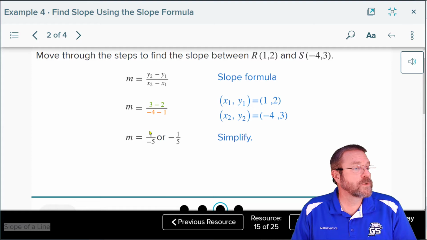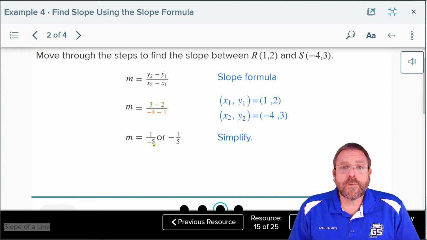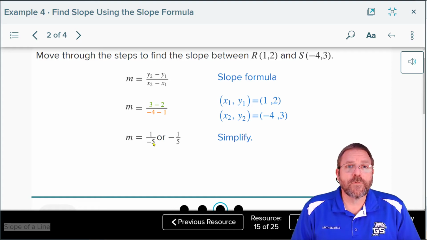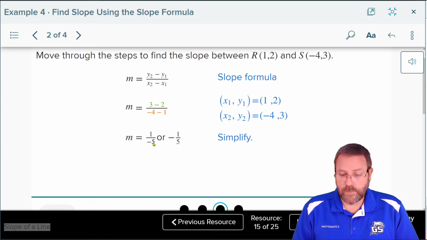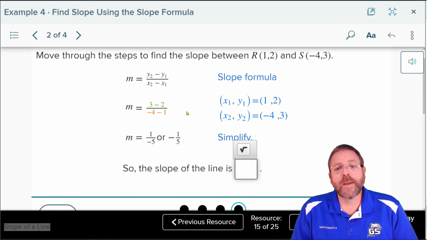3 minus 2 is going to be 1. Negative 4 minus 1, signs are the same. Find the sum. Sign from the larger number goes in front of your answer. That gives you a negative 5. So your final answer is going to be negative 1 over 5. Really simple to do these things. Of course, you could plug that in right here, but why bother when they give it to you?